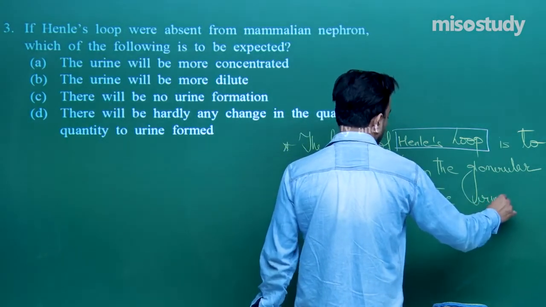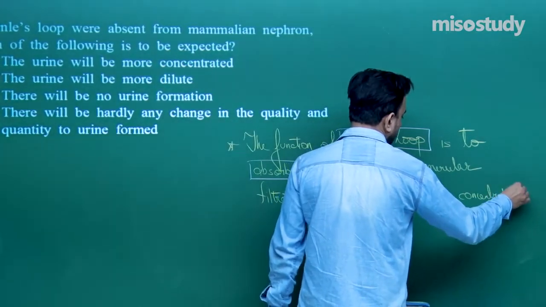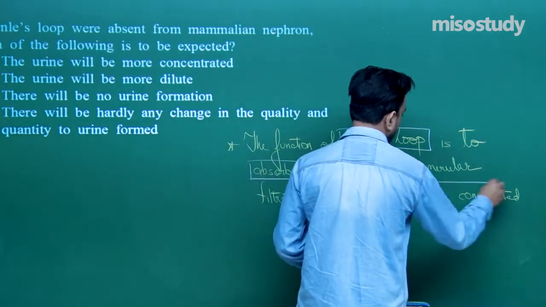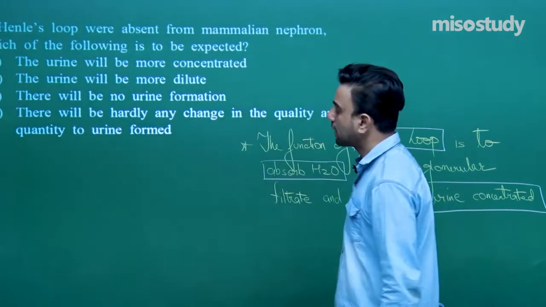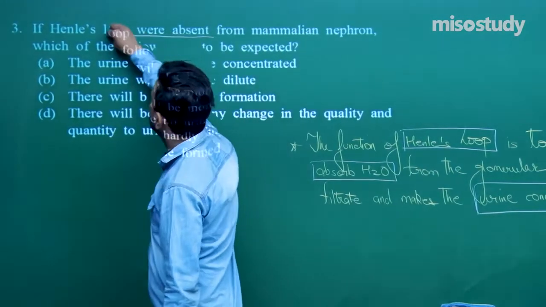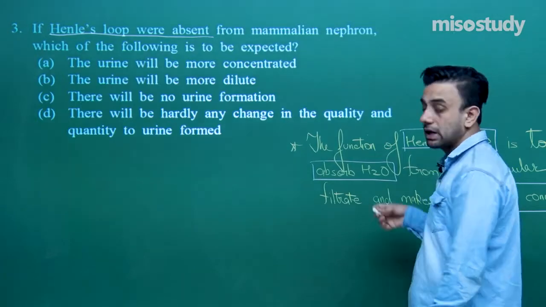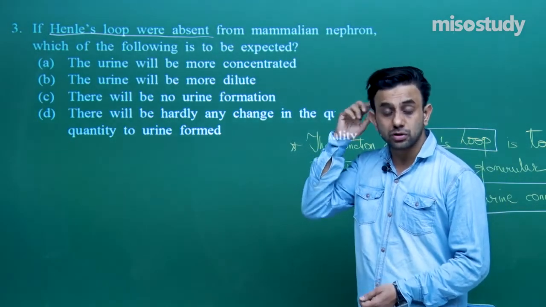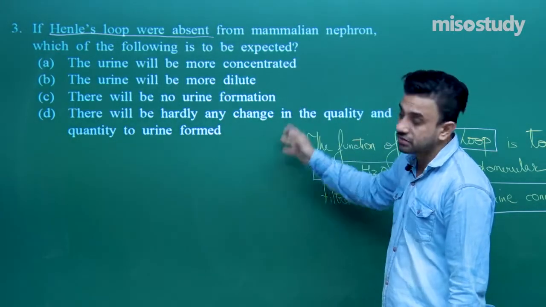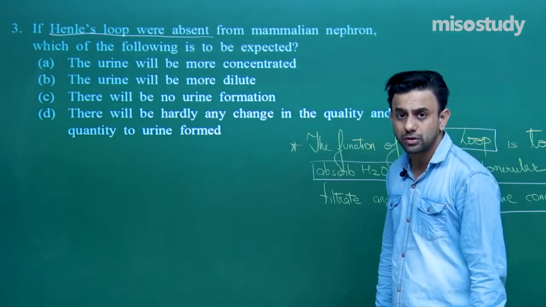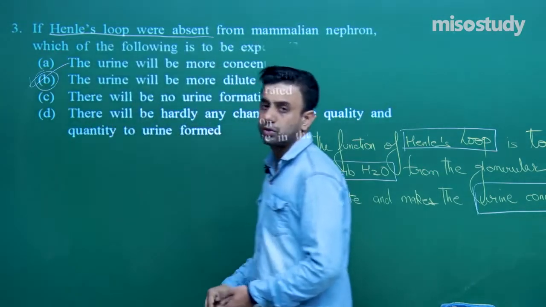So, if Henle's loop were absent from the mammalian nephron, which of the following is to be expected? If Henle's loop is not there, there is no more water reabsorption from the glomerular filtrate, and hence the urine will be dilute. Let us see whether that option is given. The urine will be more concentrated, this is rubbish; the urine will be more dilute. Yes, this will be my answer: the urine will be more dilute.